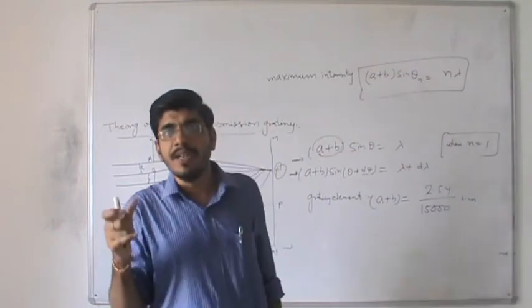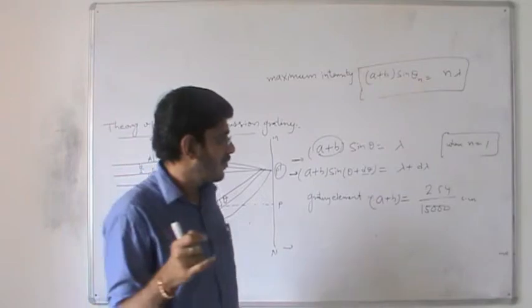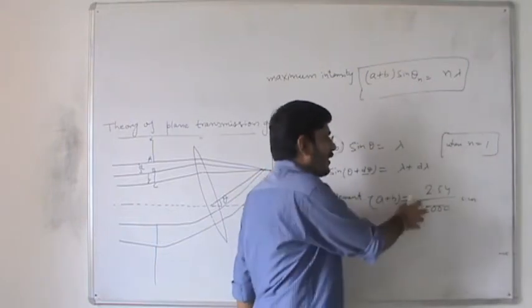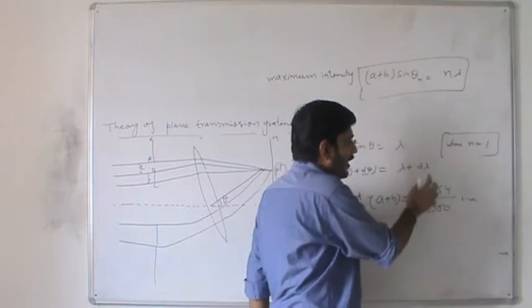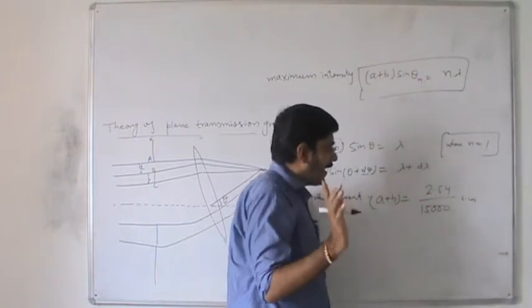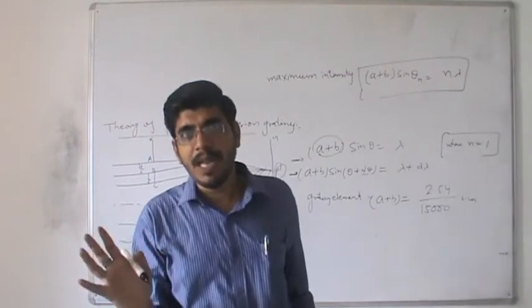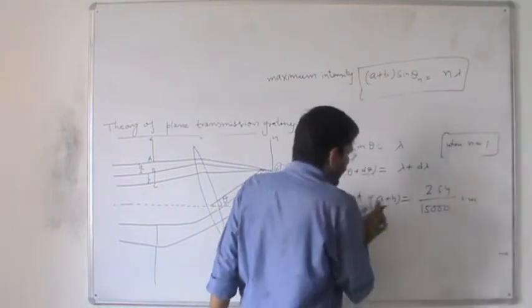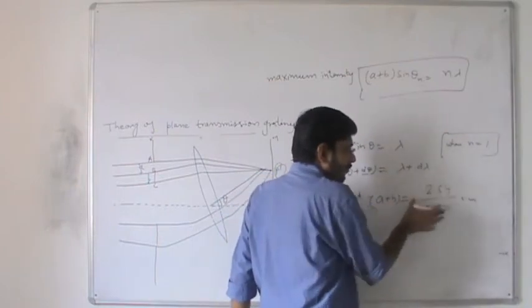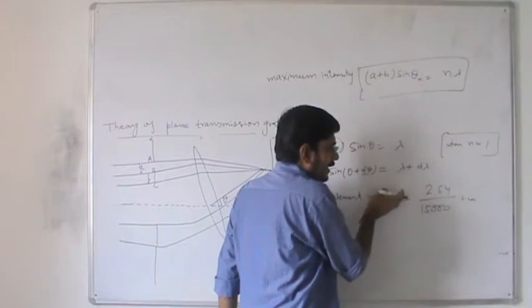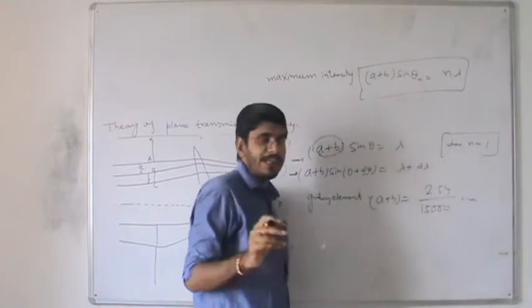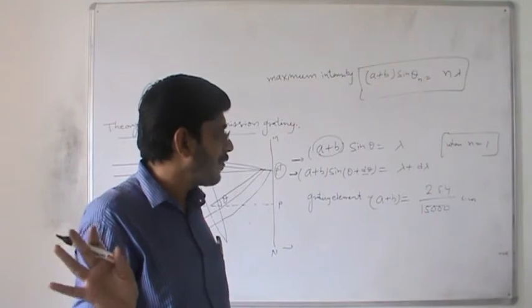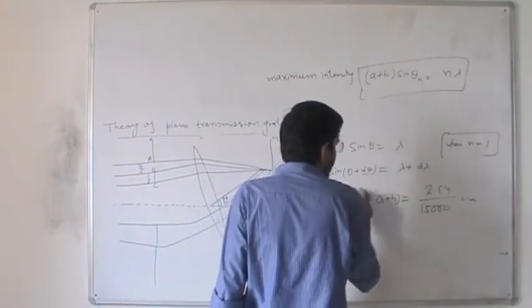It represents the number of lines per inch. So if we convert per inch into centimeter, then the value of A plus B will be given by this. In 1 inch we have 2.54 centimeter, and initially I said that the number of lines per centimeter is 15,000. In that case the grating element will be 2.54 upon 15,000. If we have 10,000 lines, then the grating element will be 2.54 divided by 10,000 centimeter. So this is the value of a grating element.